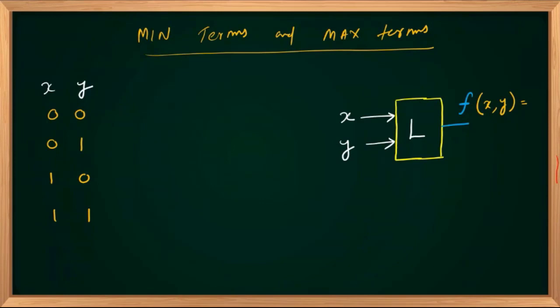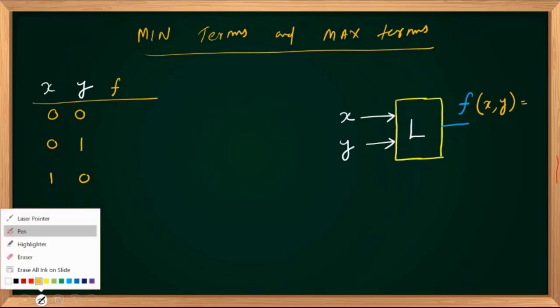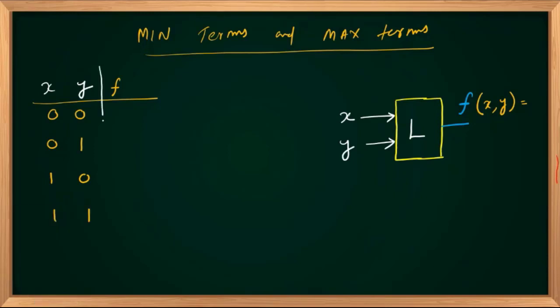And the logic L has some property. Its property is very simple. Property means the property of the output of my logic L. That logic L will produce different output corresponding to different input combinations.